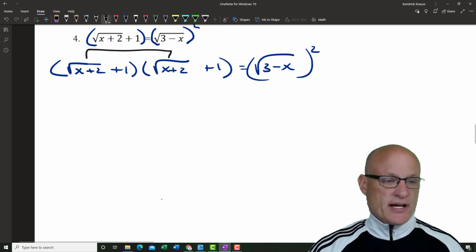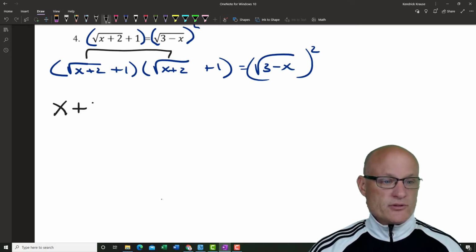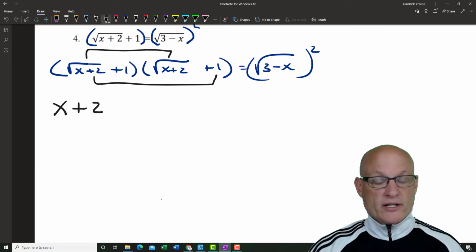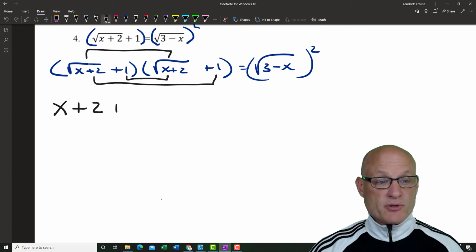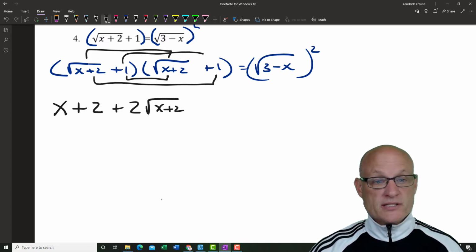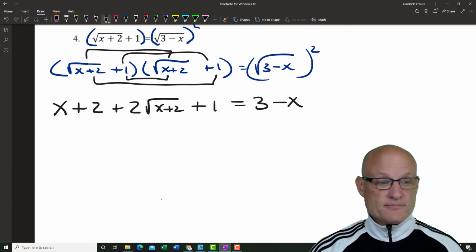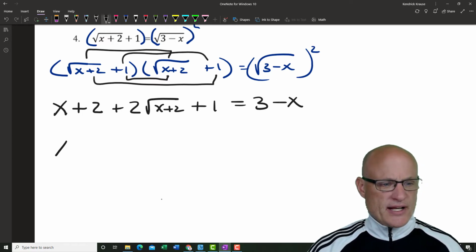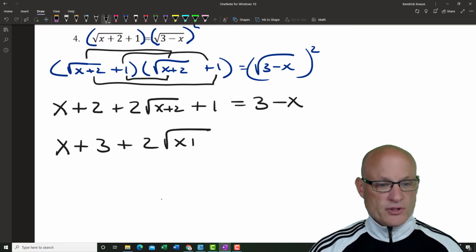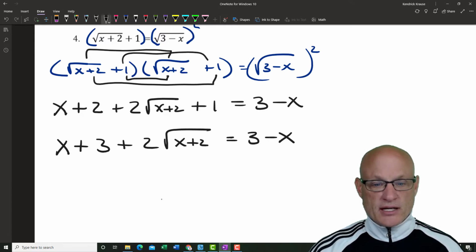When I multiply these two together, I just get x plus 2. There's 1 square root of x plus 2. There's another 1 square root of x plus 2, so that's plus 2 square roots of x plus 2. And then 1 times 1 is 1. Equals 3 minus x. Okay, we're going to have some work to do on this one. On the left side, I have x plus 3 plus 2 square roots of x plus 2 equals 3 minus x.